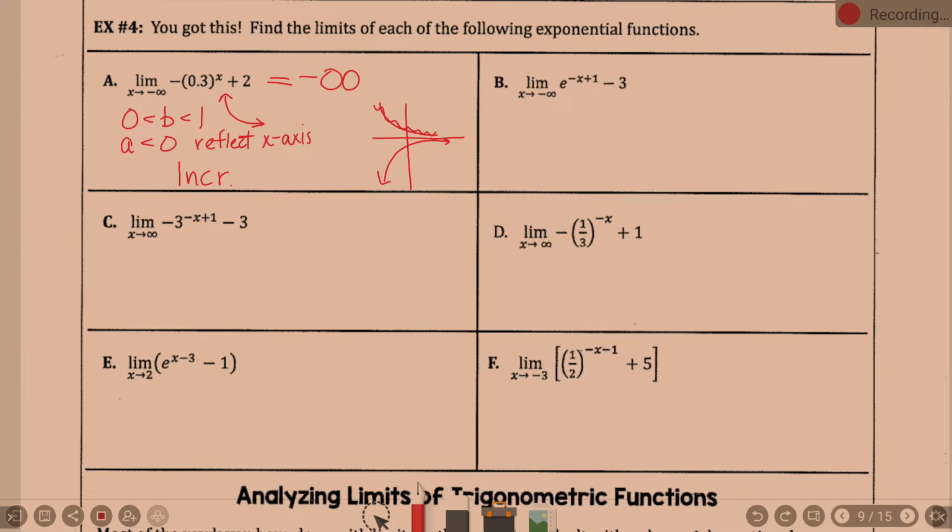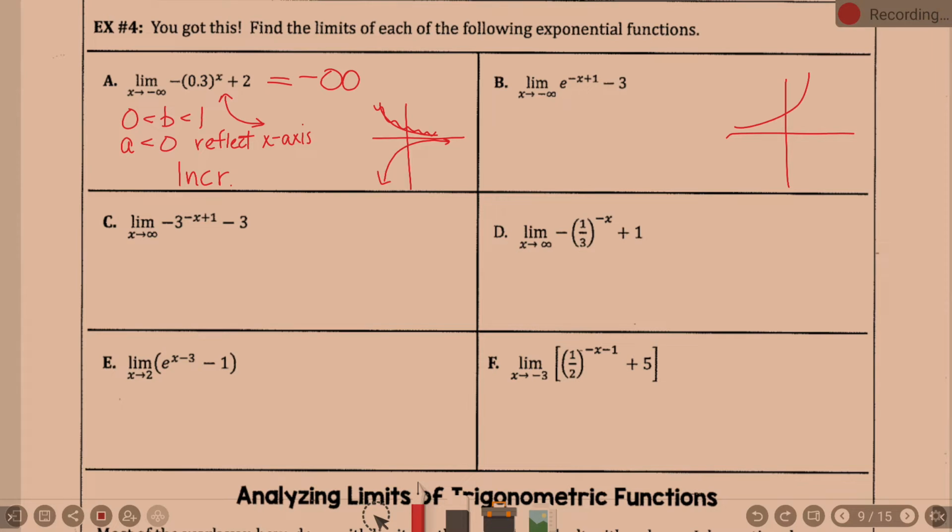Limit as x approaches negative infinity of e to the negative x plus 1 minus 3. Now, depending on what this graph is doing and what they're asking, that minus 3 and that plus 1 could be important. It's not going to affect the shape, but it could be important depending on what the graph is doing. So, if we think about this, the normal graph does that, right?